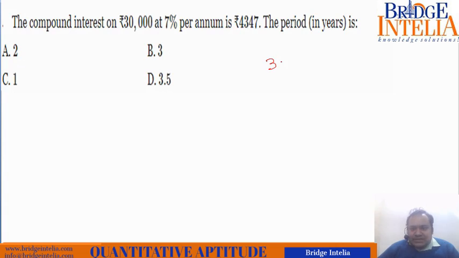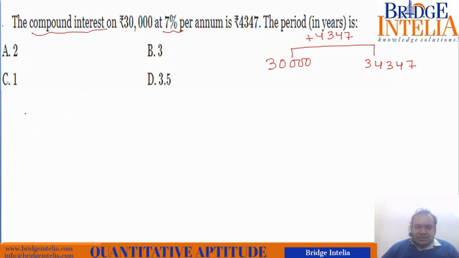That means you deposited 30,000 and you earned an interest of 4347. So what is the final amount? 30,000 plus this much, so 34347. This is the final amount that you are going to get back. What is the rate? Rate is 7%, and this is a case of compound interest. So you can say that amount is equal to P into 1 plus R by 100 to the power n. Based on this, this is the amount.